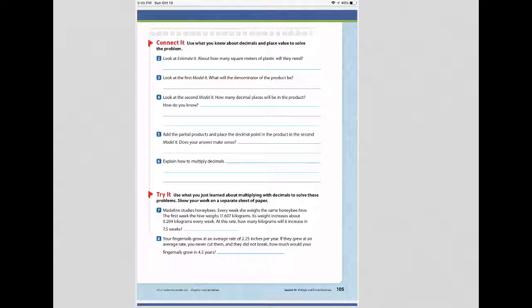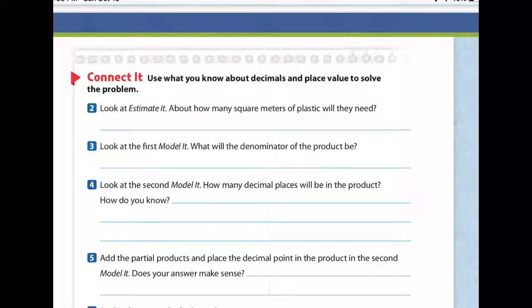So what I want you to do first is start the connect it. It says you use what you know about decimals and place value to solve the problem. So these problems are going to guide us one step at a time through solving that problem on the other page. So first thing I want you to do is 2 and 3. So 2 is looking at the estimate it, and 3 is looking at the first model it with the fractions. When you're done with 2 and 3, restart the video, and you can go over it with me. All right, go.